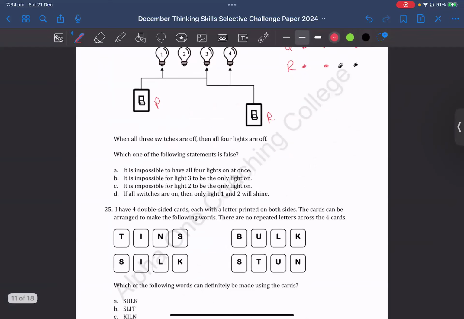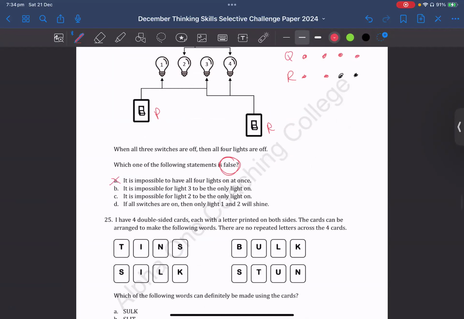So which one of the following statements is false? It's impossible to have all 4 lights at once. No, just P and Q together can do that. Oh wait, sorry, it says which one is false, which means A is actually our answer. It's actually possible. So once again, just a reminder, please read your question.